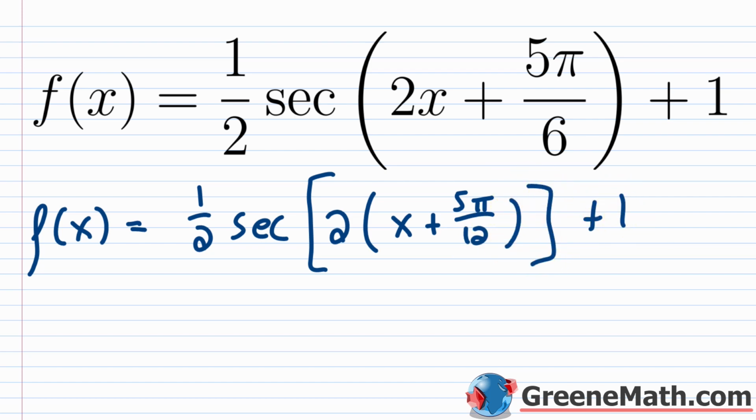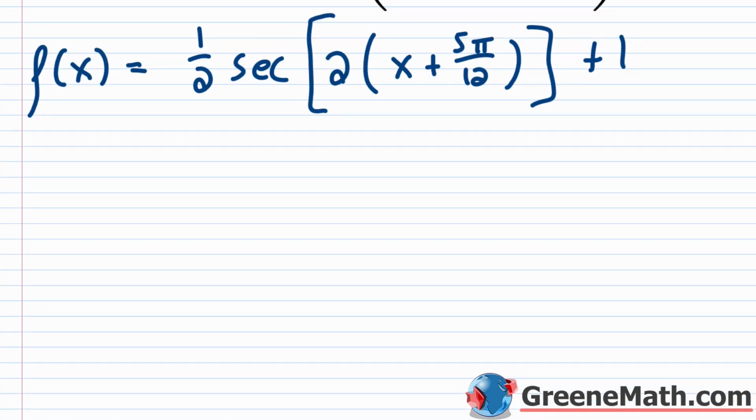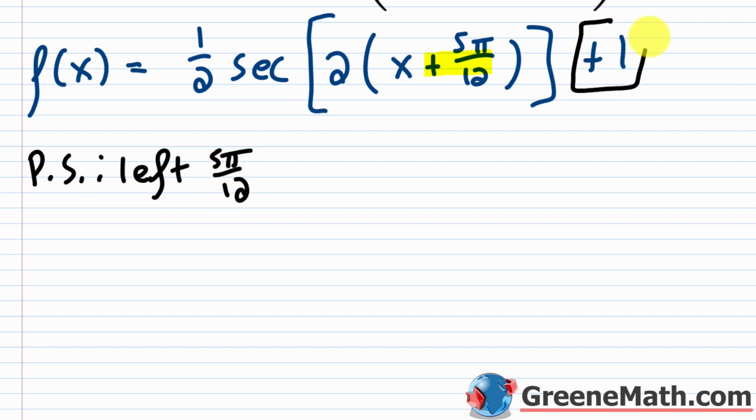And so when we look at it now, finding the phase shift is very easy. You just want to say, inside the parentheses here, how do I undo what's being done to x? We have this plus 5 pi over 12. To undo that, you want to subtract away 5 pi over 12. So for the phase shift, you could say minus 5 pi over 12, or most people will just say left 5 pi over 12. Now, in terms of the vertical shift, that's very straightforward. You have this plus 1 here, so the vertical shift is just going to be up 1.